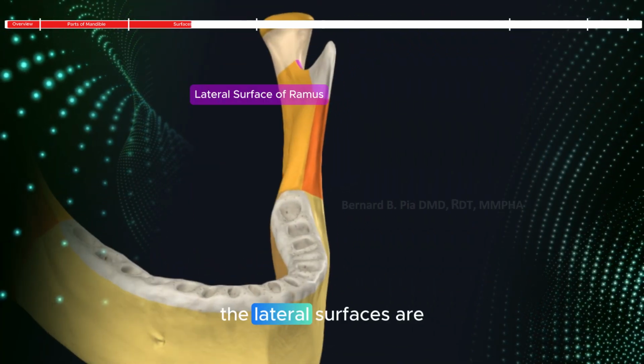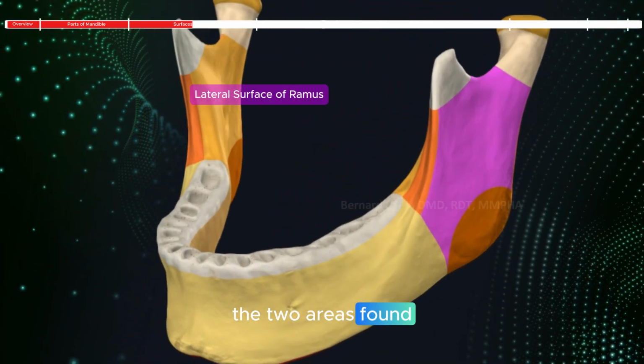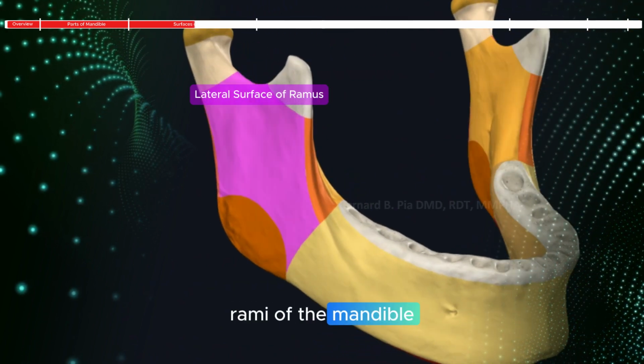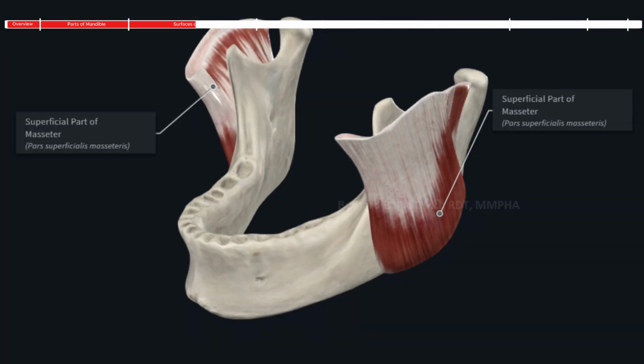6. The lateral surfaces are the two areas found along the outer aspects of both the right and left rami of the mandible. Each lateral surface provides an insertion site for the masseter muscle on its corresponding side.